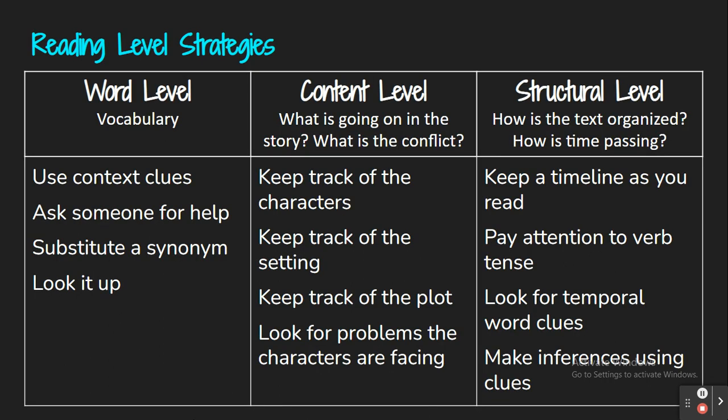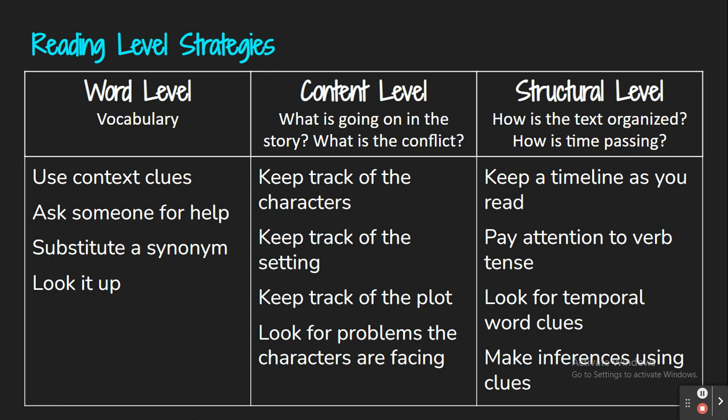So let's take a look at some specific reading level strategies. For word level, again, you're dealing with vocabulary. If you run into a word that you don't know in a story, try using context clues. You could always ask someone for help if you're really having trouble. Substitute, meaning put in a synonym for that word. So maybe there's a word that's a little bit complicated, but there's a synonym that's a bit simpler. You can just keep that synonym in mind when you are reading through the story.